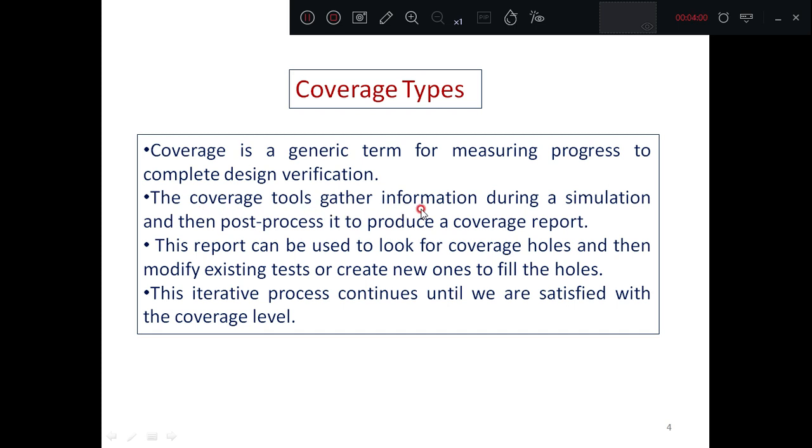The coverage tools gather the information during a simulation and then post-process it to produce the coverage report. This report can be used to look for coverage holes and then modify existing tests or create new ones to fill the holes. This is an iterative process that continues until we are satisfied with the coverage level.